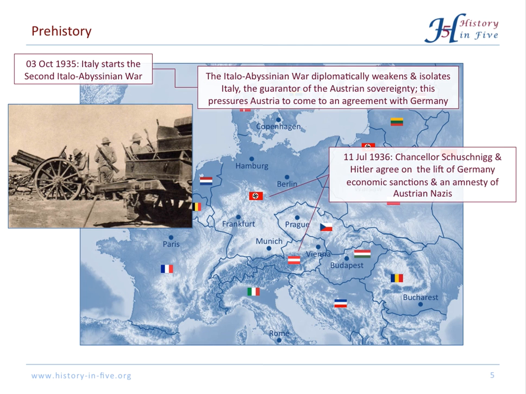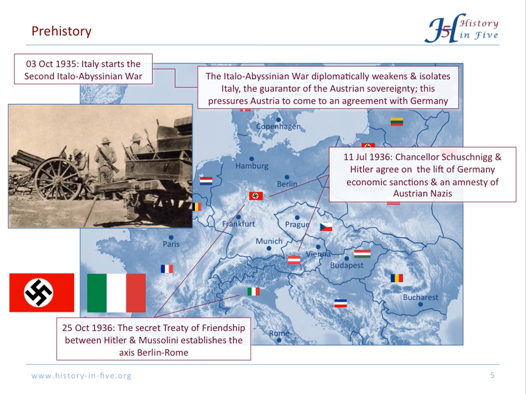Chancellor Schuschnigg and Hitler agreed in July 1936 that Germany would lift the economic sanctions in return for amnesty of the Austrian Nazis. The pressure on Austria was mounting because in October 1936 there was the secret treaty of friendship between Hitler and Mussolini, which established the axis Berlin-Rome. Now the Nazis gained influence again in Austria.